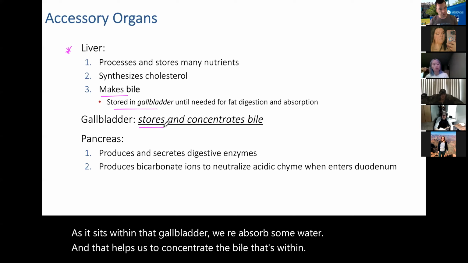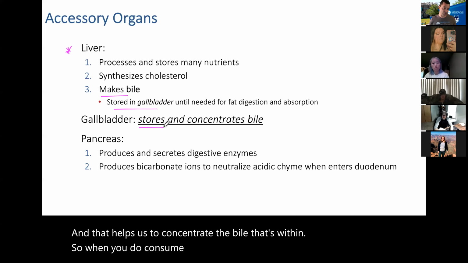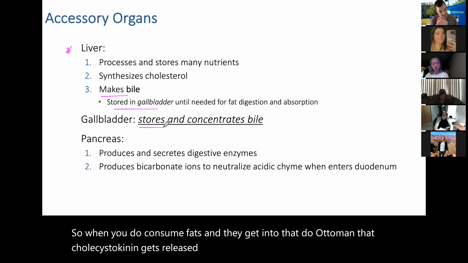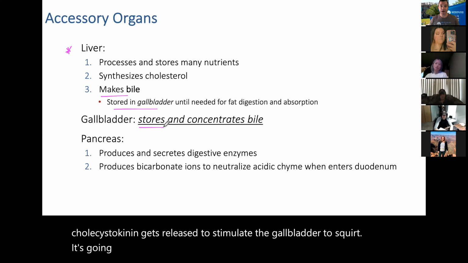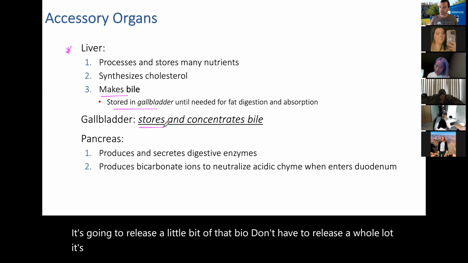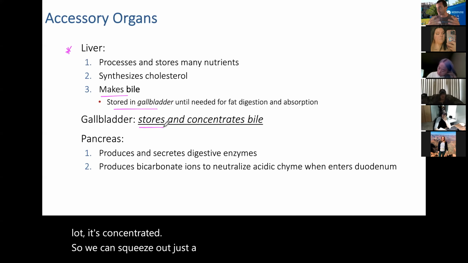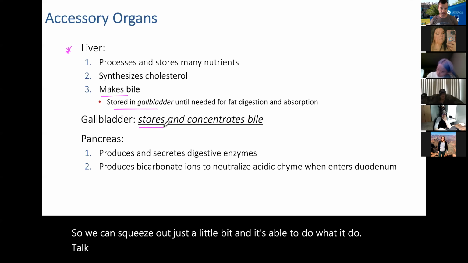So when you do consume fats, and they get into that duodenum, and that cholecystokinin gets released to stimulate the gallbladder to squirt, it's going to release a little bit of that bile. Doesn't have to release a whole lot. It's concentrated. So we can squeeze out just a little bit, and it's able to do what it do. And we'll talk about that much more specifically when we start talking about lipids in the next unit.